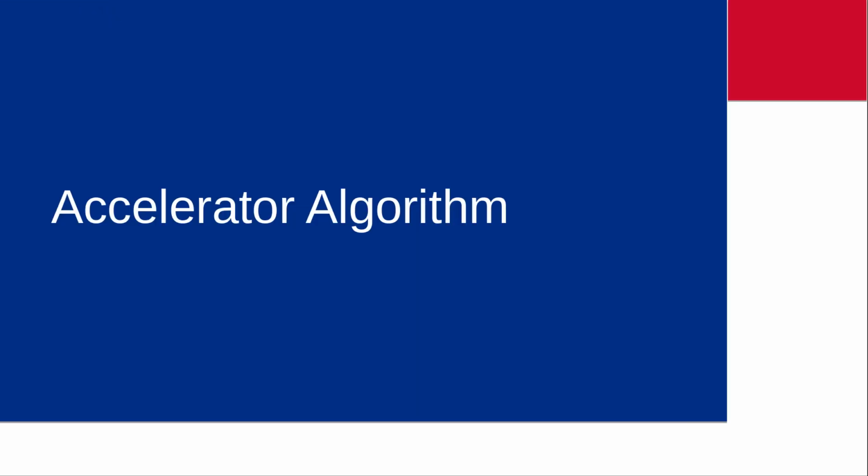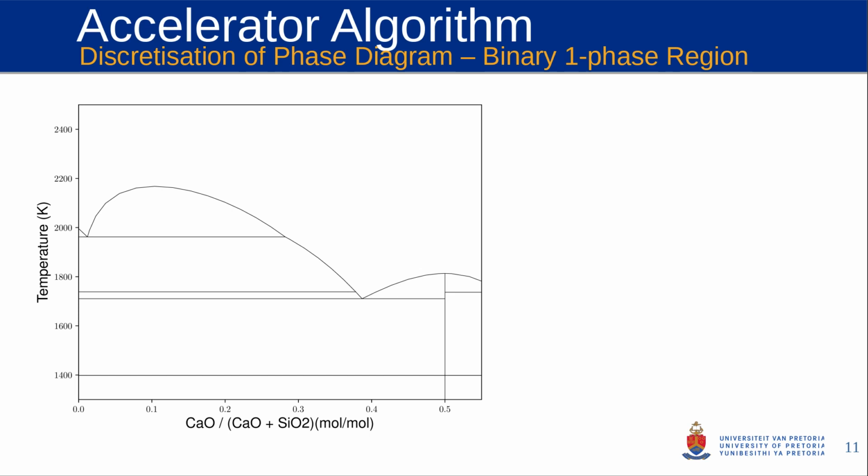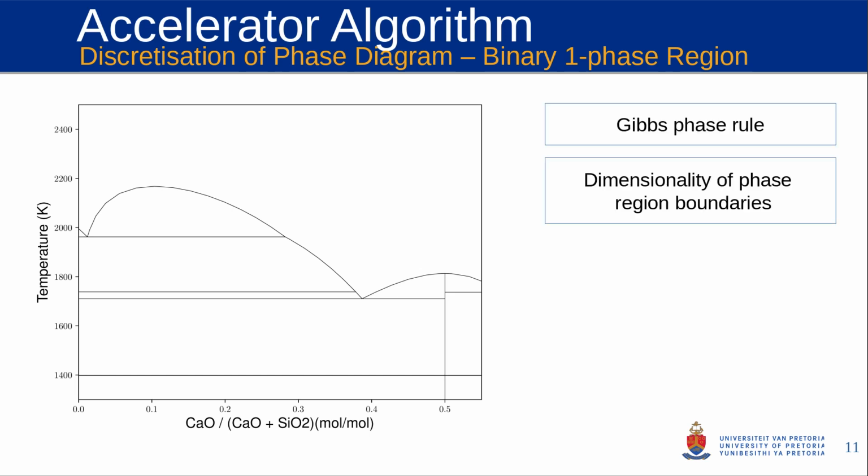So in brief, the accelerator algorithm. The algorithm takes advantage of the fact that the phase diagram is a geometrical representation of your system, and we can use tools such as the Gibbs phase rule to determine the dimensionality of the phase region boundaries, because their shape or dimensionality is governed by the Gibbs phase rule.